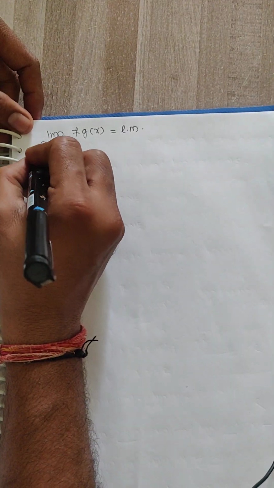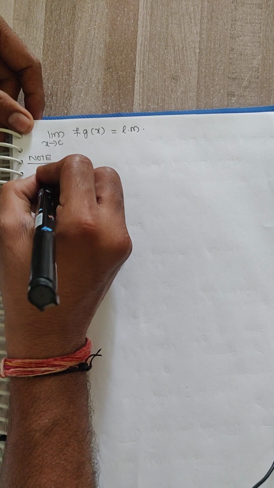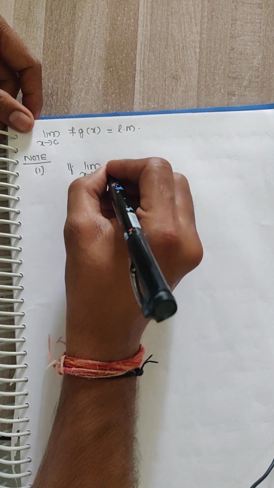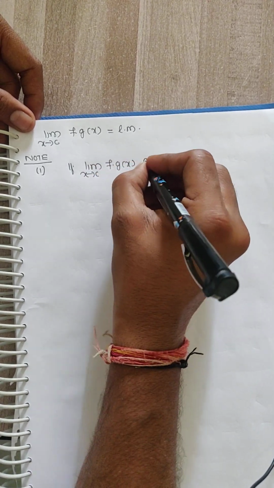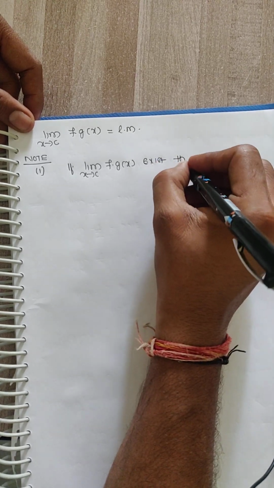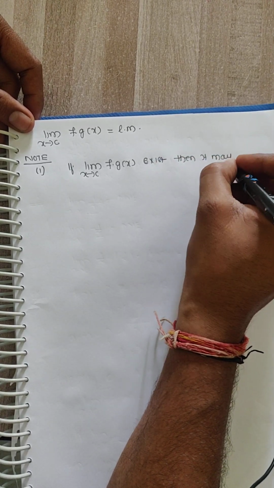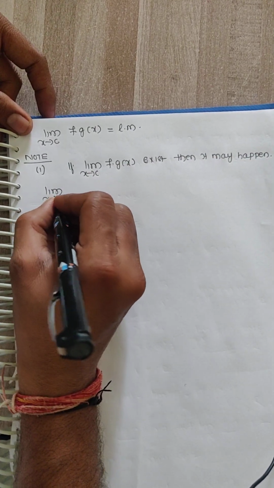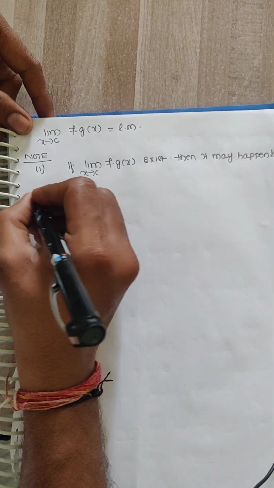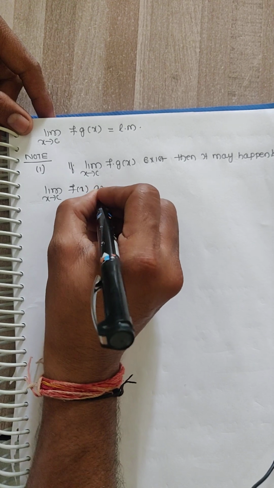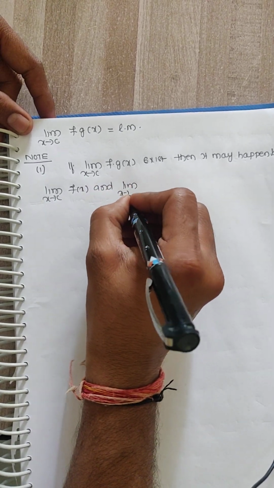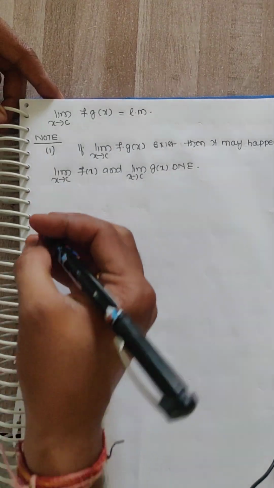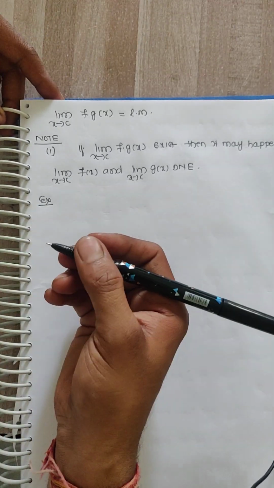Some note points regarding this, as with the addition: if the limit as x tends to c of f(x) into g(x) exists, then it may happen that both the limit of f(x) and the limit as x tends to c of g(x) do not exist. We'll give a simple example, and then we go for a difficult example.